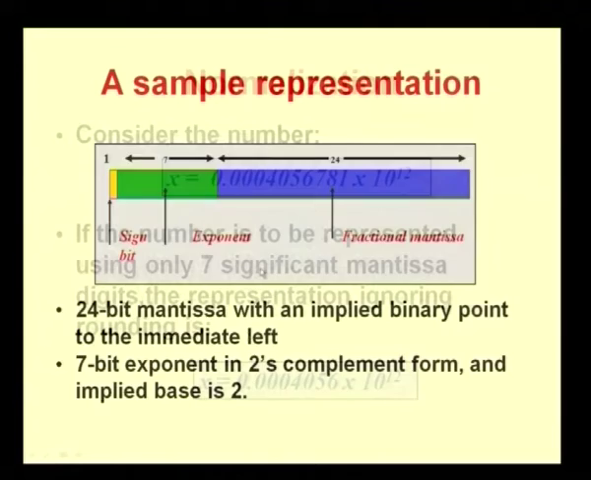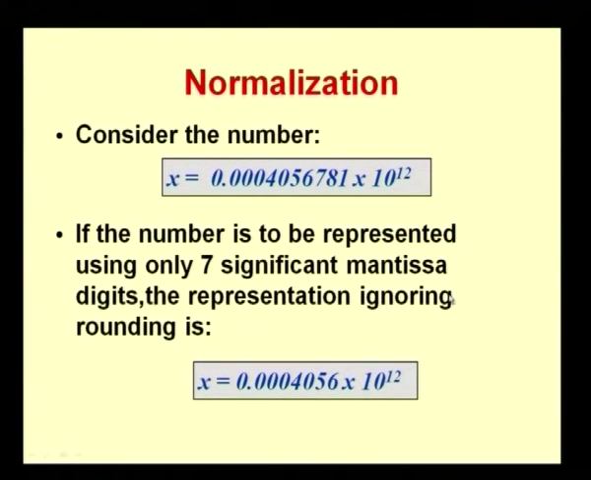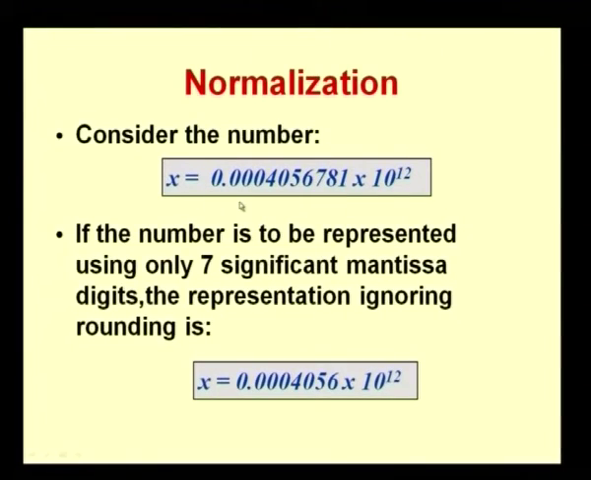When we deal with floating point numbers, there is a concept called normalization that is normally used. Let us understand what we mean by this normalization. Let us take this number for instance, x equal to, just a decimal example, 0.000405678 into 10 to the power of 12. If I am given only 7 significant digits to represent the number, which means I can't have more than 7 digits in the mantissa portion, this number will be truncated and represented as 0004056, assuming that I am not doing any rounding off. So, this will be represented just as 0.0004056 into 10 to the power of 12.